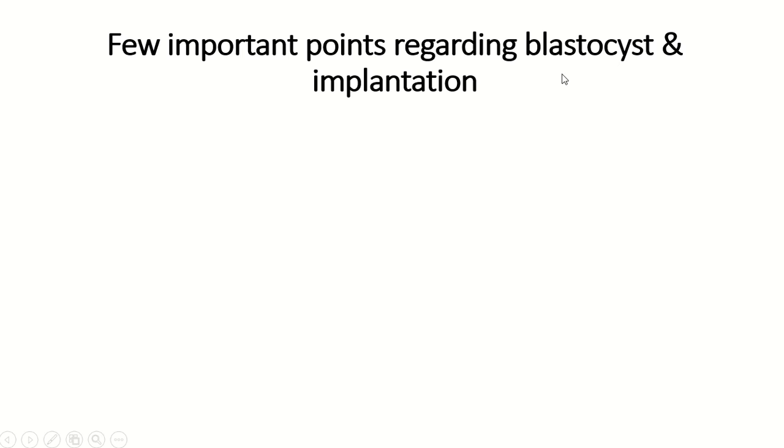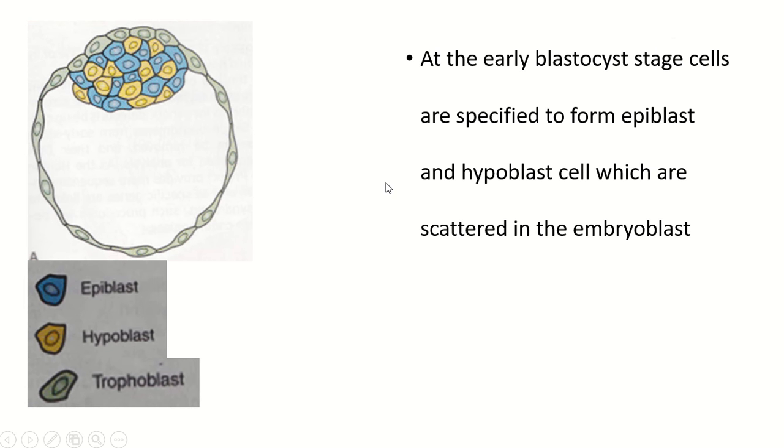A few important points regarding the blastocyst. At the early blastocyst stage, cells are specified to form epiblast and hypoblast cells, which are scattered in the embryoblast. So this is the inner cell mass, or embryoblast, and you see these blue cells are the epiblast cells and these yellow cells are the hypoblast cells. So these cells are mixed within the embryoblast.